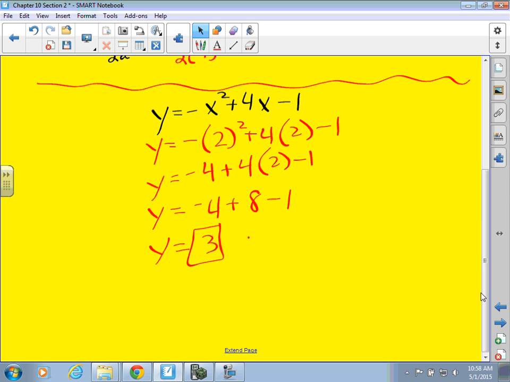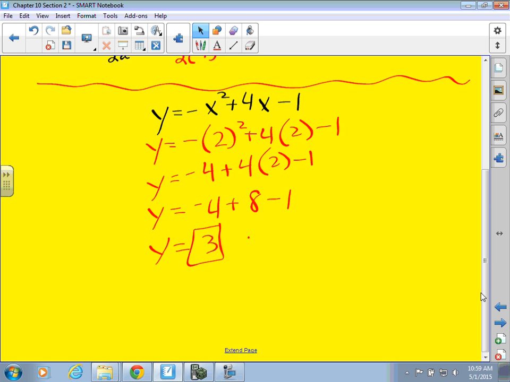So now, my vertex. What's my vertex? 2, 3. Okay, I found that. What else can I find? Yep. Axis of symmetry. It's not just 2. It's x equals 2. It must be x equals because it's an equation. It's a vertical line. Okay, and where did you get the 2 from? From my vertex. Okay, so I'm done with that. What would be my next step? I need to make a table.